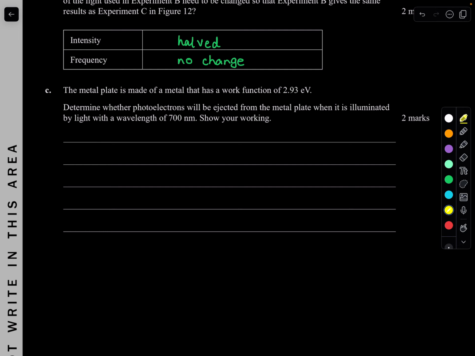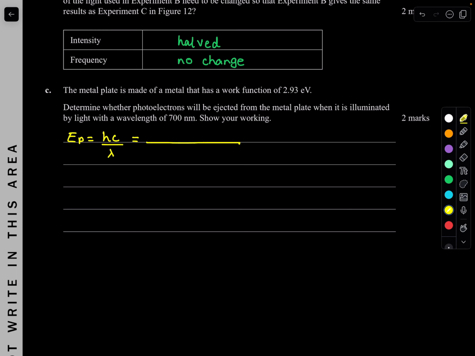Show your working out. For photoelectrons to be ejected, what we need is the energy of the photons to be greater than the work function. So let's calculate the energy of the photons. The energy of a photon is hc over wavelength.